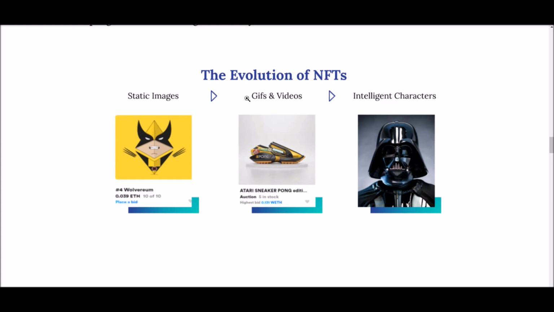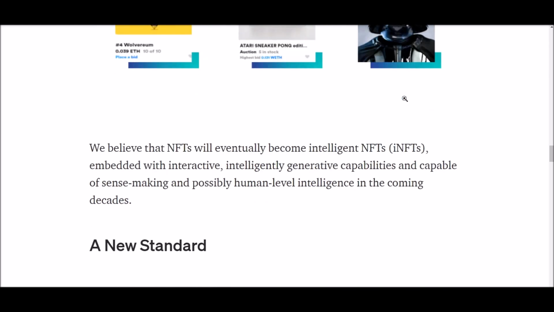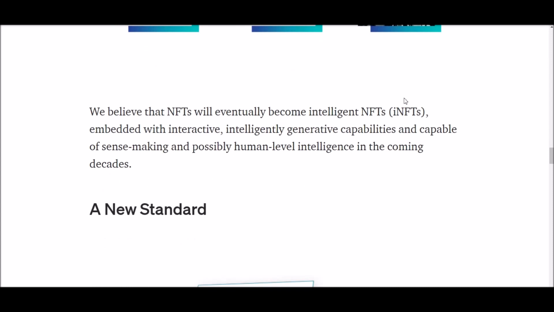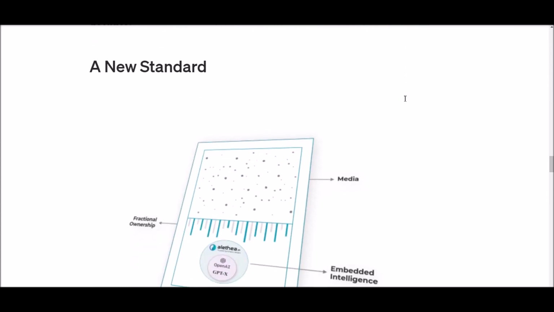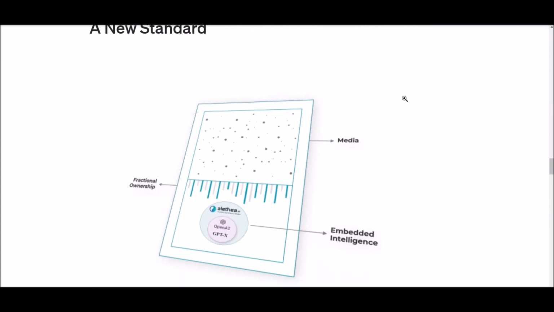And you can see the evolution here, going from static images to now GIFs and videos for NFTs. Now I believe that the next step is intelligent characters. It actually makes perfect sense, because on a long enough timeline, what isn't going to be intelligent? So these NFTs, I believe, are soon going to be embedded with interactive, generative capabilities, and they'll be capable of reasoning and possibly even human-level intelligence in the coming decades.